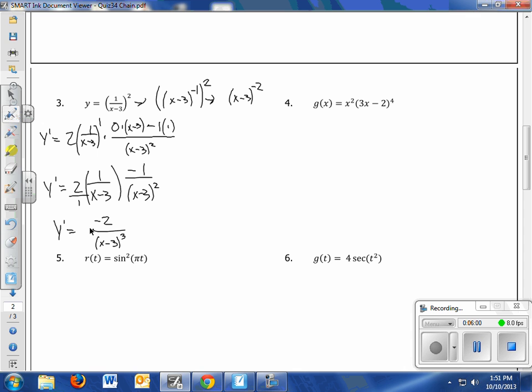And this is your answer. So notice it's a little involved. You have to know that the derivative of 1 is 0 when you're doing the quotient rule. Let's see how we can do it if we simplified our function first.